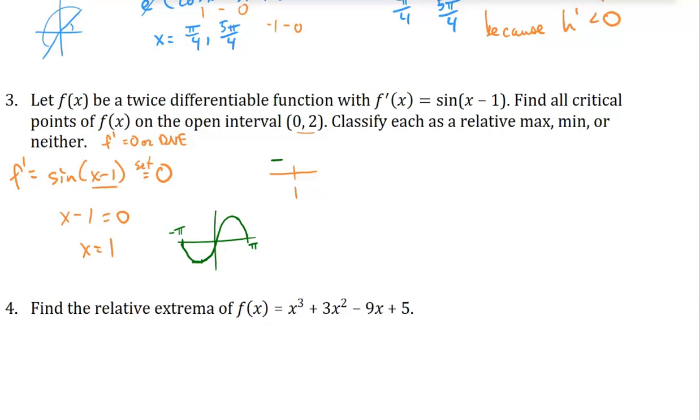And then if I plug in something bigger than 1, like 2, okay, sine of 2 minus 1 would be sine of 1. That's going to give me something over here, right about there, but it doesn't really matter. I just know it's less than pi. Okay, so if we are changing from a negative derivative to a positive derivative, that means we have a minimum. Okay, so I'm going to say f has, and this one doesn't ask for justification, but I'm going to go ahead and write it for the practice. F has a relative min at x equals 1.